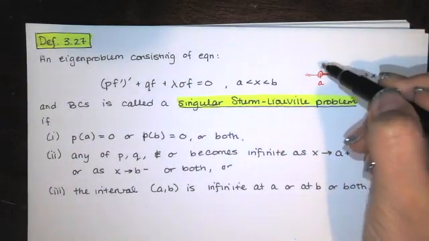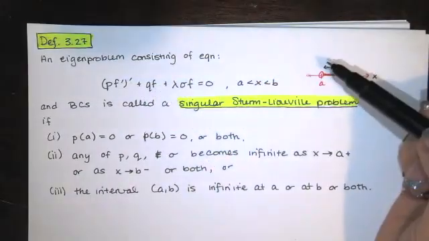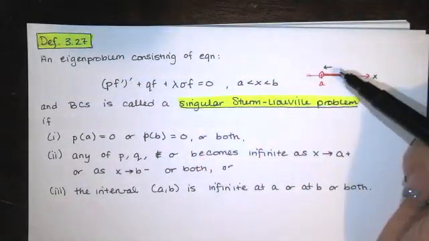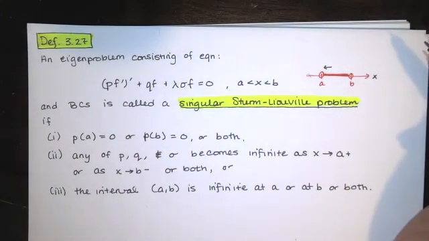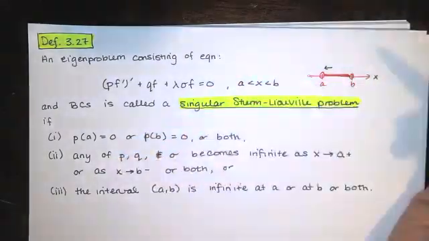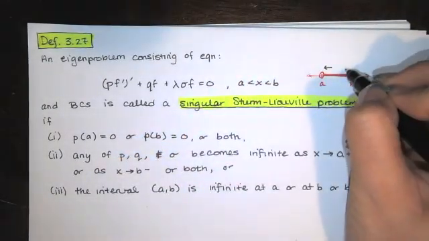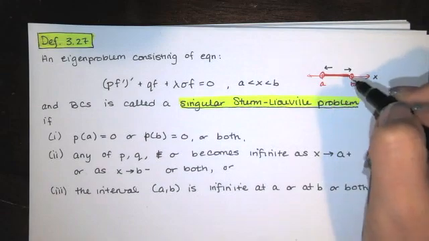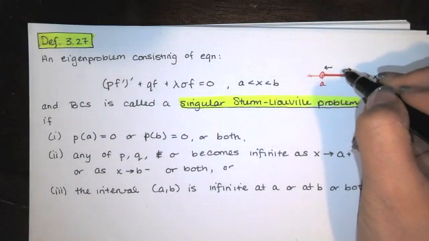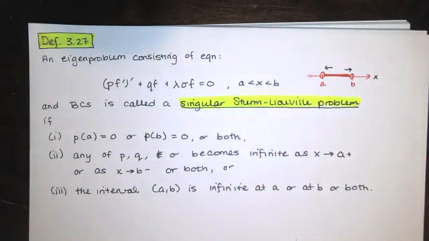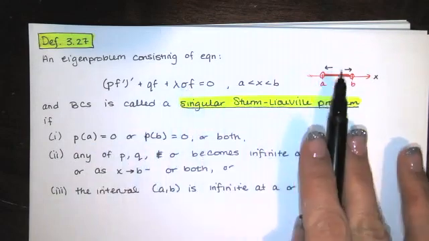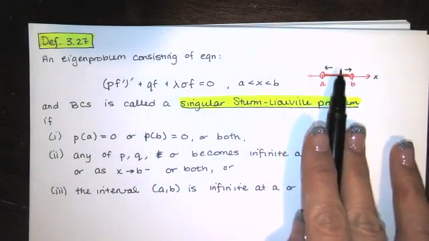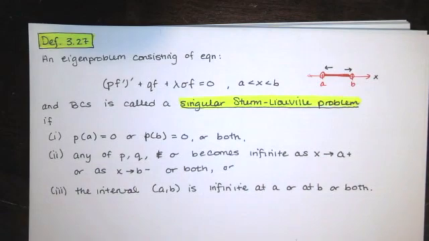So from the interior of that interval. If one of those functions goes to infinity or negative infinity as x approaches a from the right, then we have a singular Sturm-Liouville problem. Or if one of those functions goes to positive or negative infinity as x approaches b from the left, so also from the interior of the interval, or both. If any one of those three functions goes to plus or minus infinity as we approach a from this side, or b from this side, or both, then we have a singular Sturm-Liouville problem.